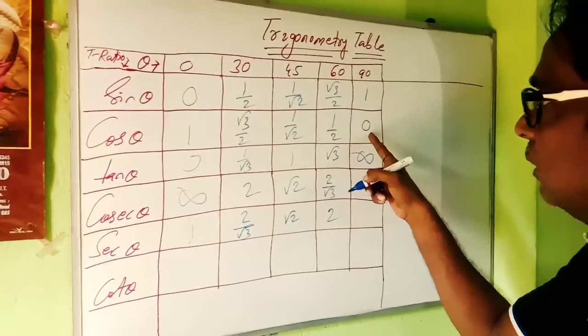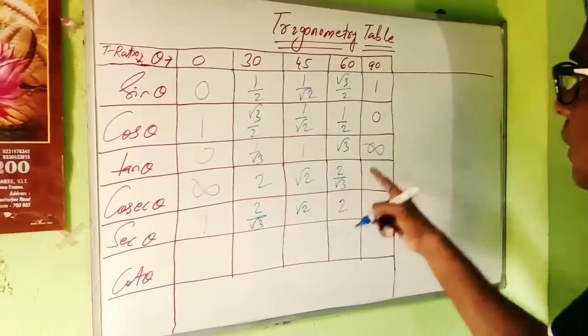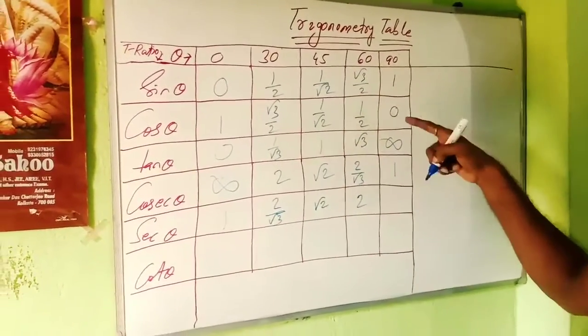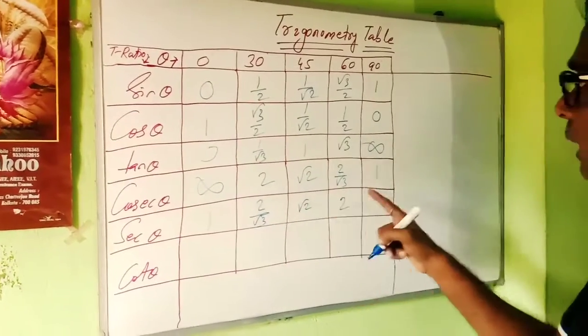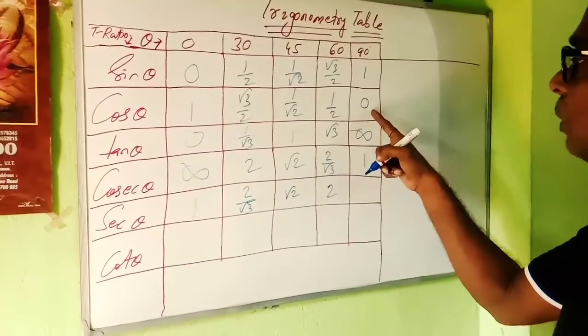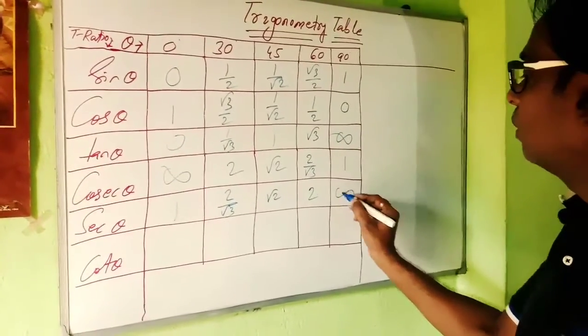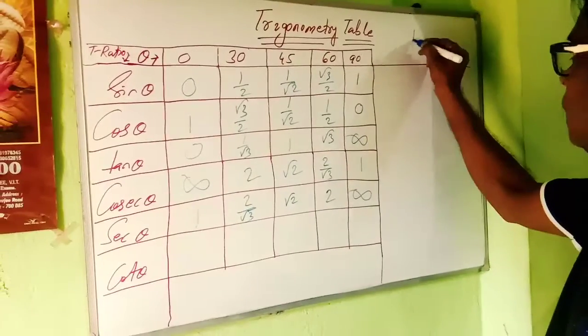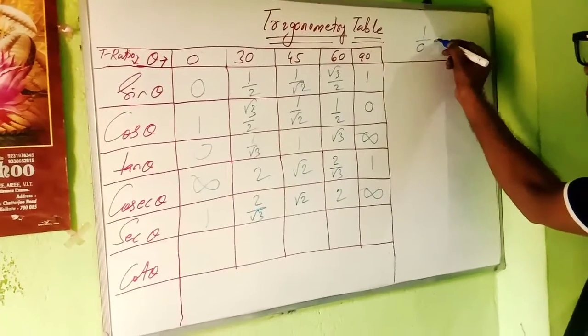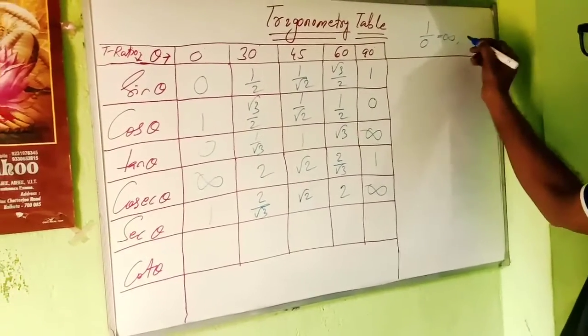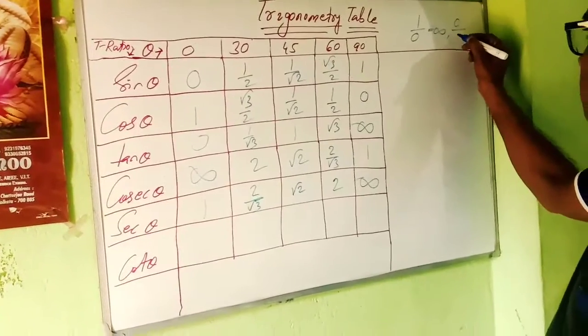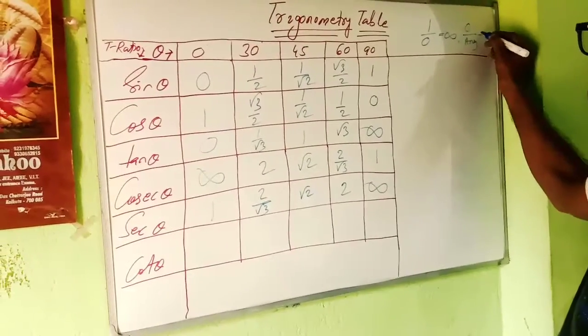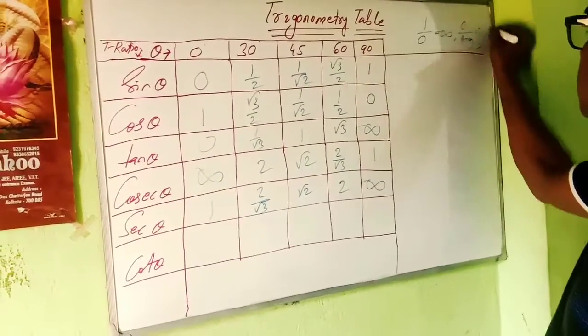Next, cos 90 is how much? Cos 90 is 0. Therefore, sec 90 is how much? Reciprocal of 0 means 1 by 0. That is not defined. Just memorize here: anything by 0 is infinity, and 0 by anything will be 0. This is the technique you have to memorize here.